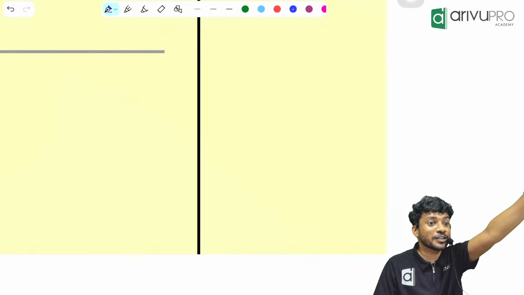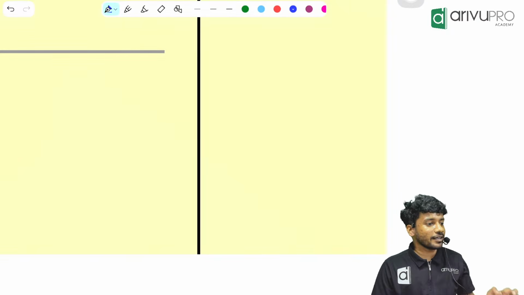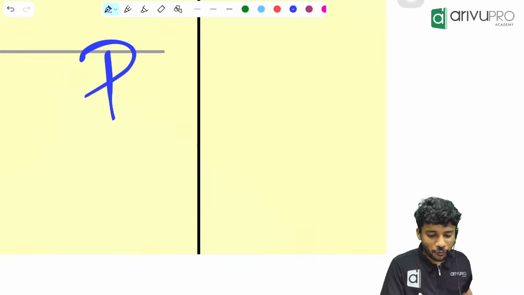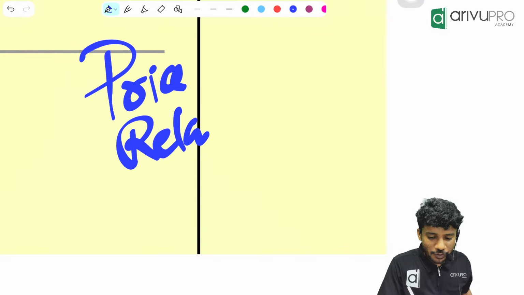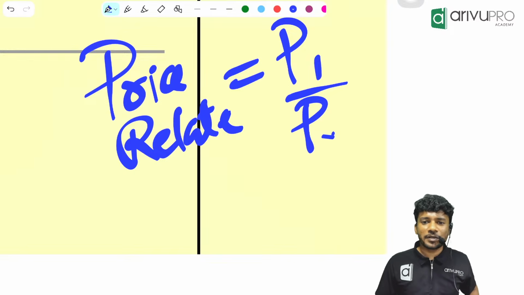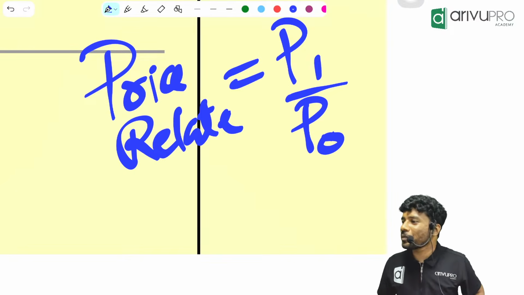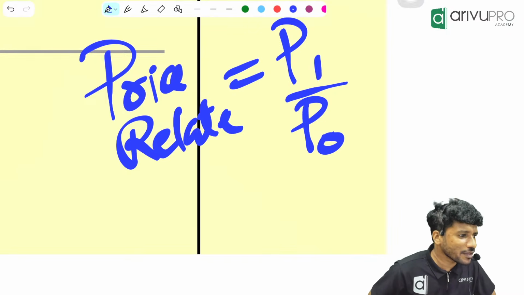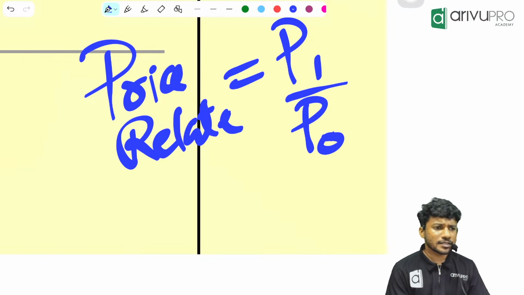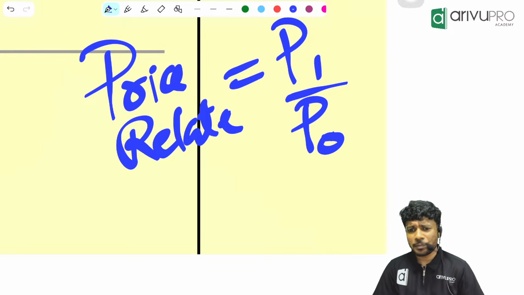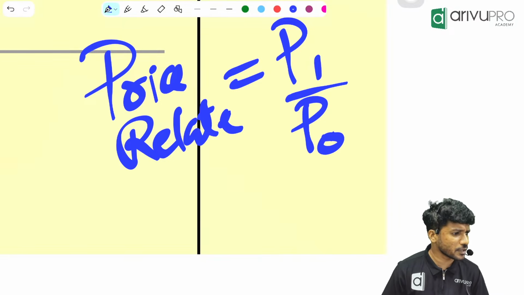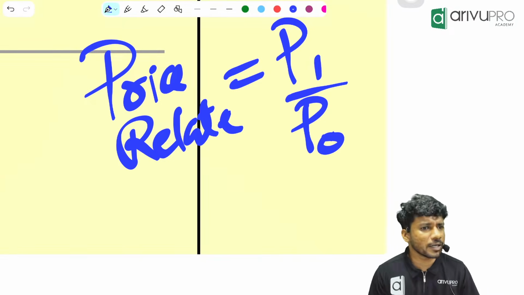Price relative means current year price divided by base year price into 100. If you remember, price relative was what, people? Price relative is nothing but P1 by P0. I hope you guys also remember this. Pn by P0 or P1 by P0. This was the topic we started on. Price relative is price of the current year divided by price of the base year into 100. Even if 100 is not there, I told you we can express in decimal. But if the question is based on percentage, we will multiply it with 100.